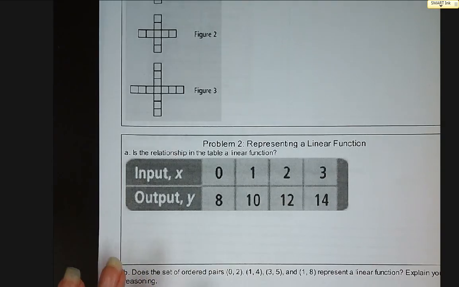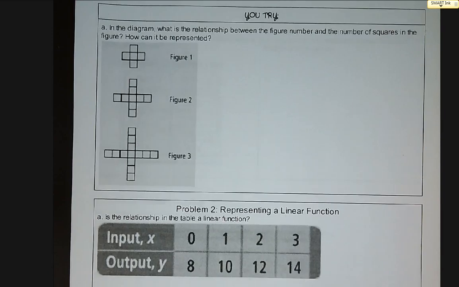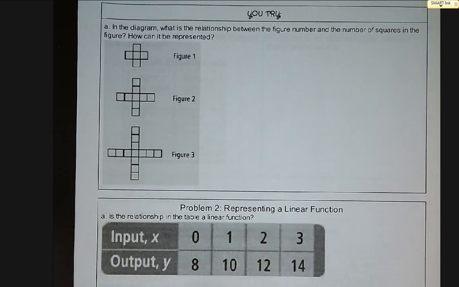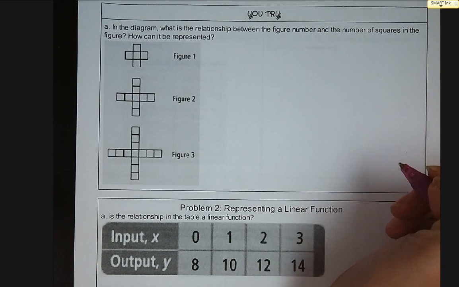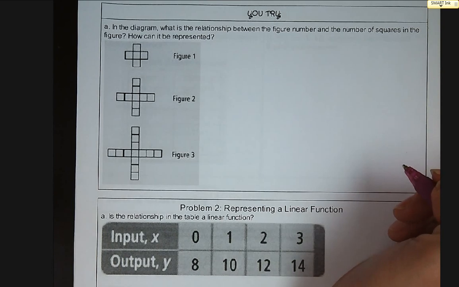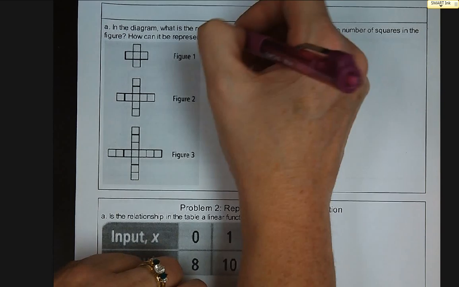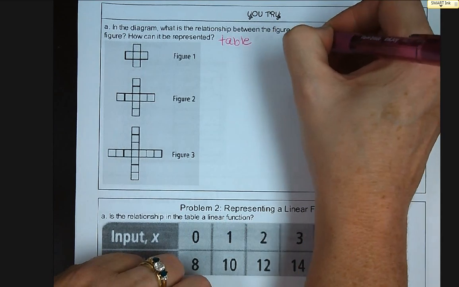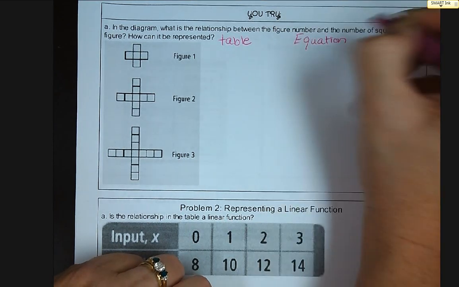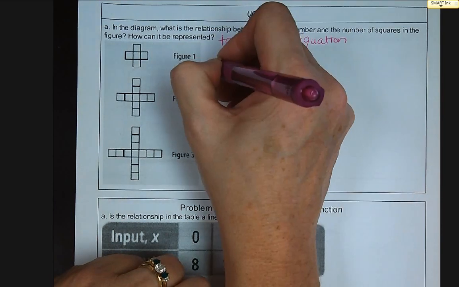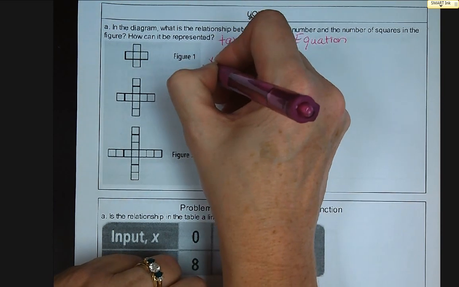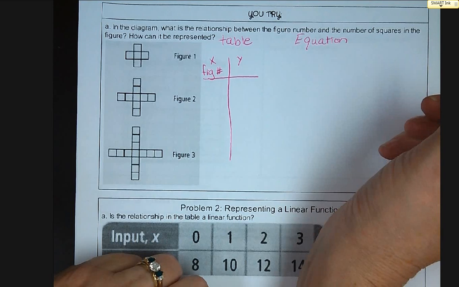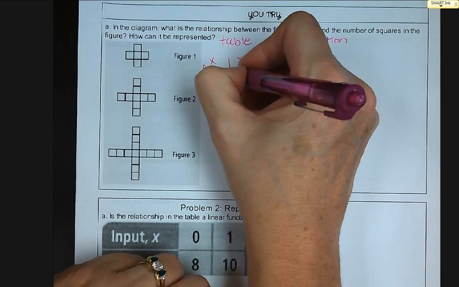All right. Problem, there's an example for you guys to try on your own. So we want this to be represented in a couple different ways for that figure there. I only did a table on mine. All right, so x and y. X is going to be our figure number. Y is the number of squares in that figure.